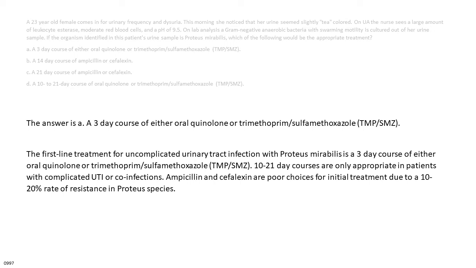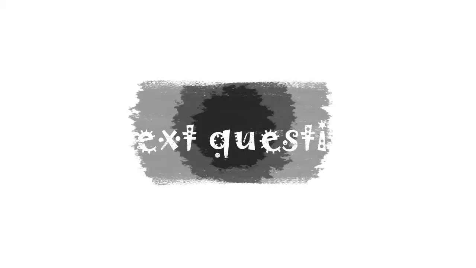Ampicillin and cephalexin are poor choices for initial treatment due to a 10 to 20% rate of resistance in Proteus species.